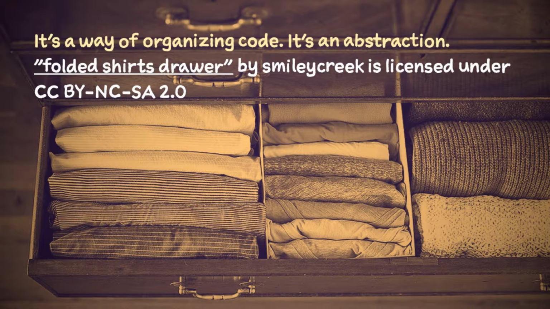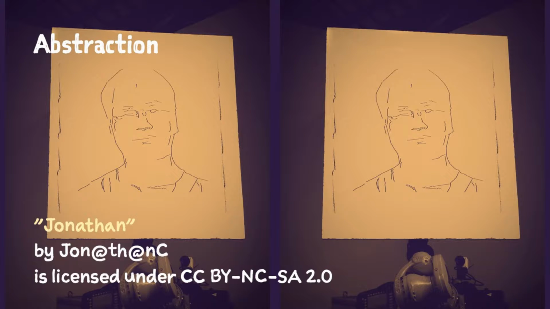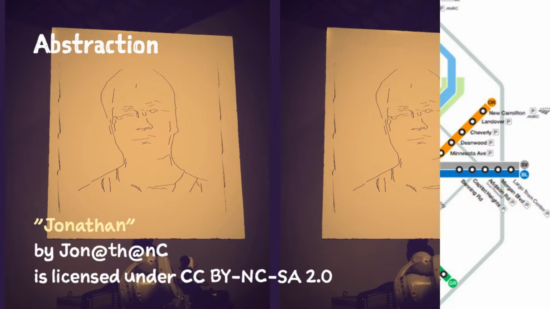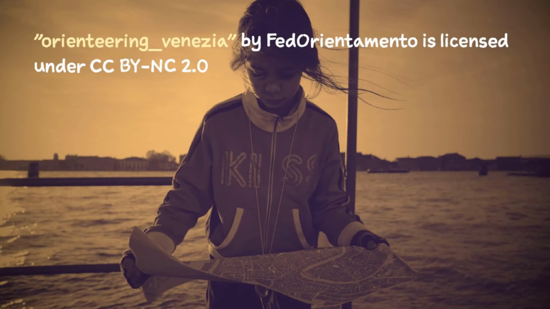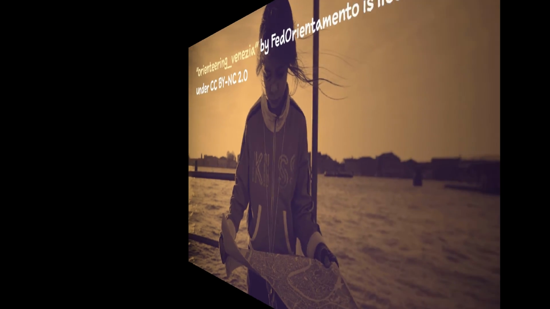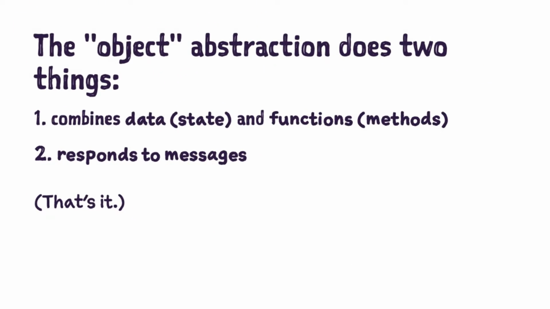It's a way of organizing code. It's an abstraction. Abstractions are like a map to a terrain. It can be more useful because it hides features that are not important. So the object abstraction does two things. Number one, it combines data, or the state of the object, and functions, or the methods of the object. And number two, it responds to messages. That's it. No, really, that's it.